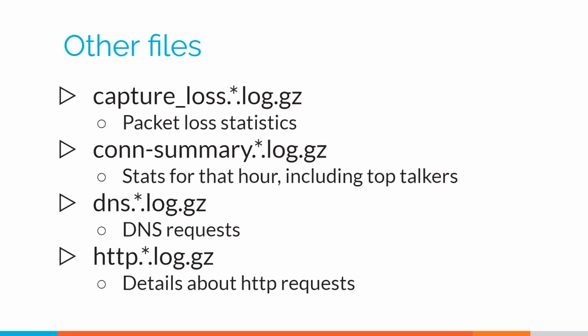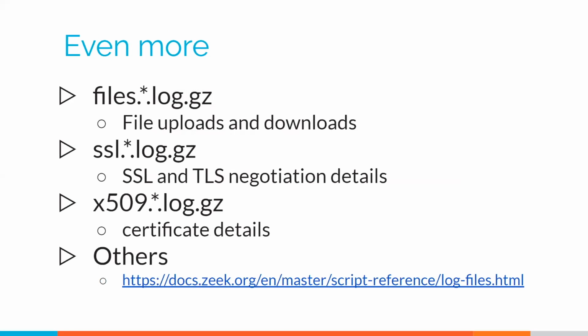DNS are DNS queries and responses. Who's making DNS queries and who's answering? What was sent back? What are the low-level technical details? HTTP is about HTTP requests. And the nice part is that since HTTP is unencrypted, you may be able to see the host name that's being queried, the URL that's being queried, the user agent that shows up, and all the rest. For files that are being transferred in and out of the system in multiple protocols, files.log.gz will have that data.